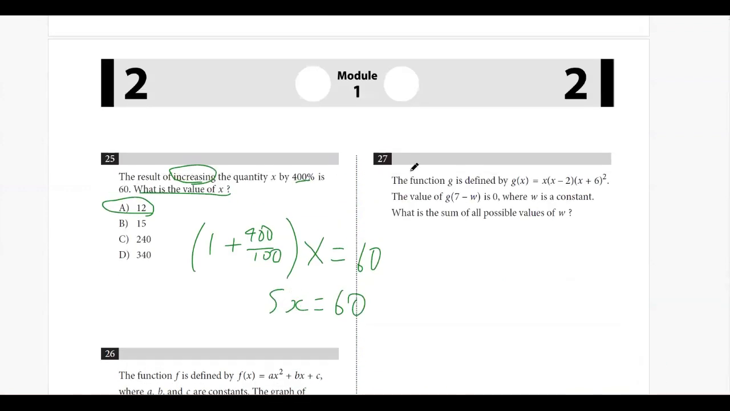The function g is defined by g of x equal to x, all of this. The value of g of 7 minus w is 0, where w is a constant. What is the sum of all possible values of w?